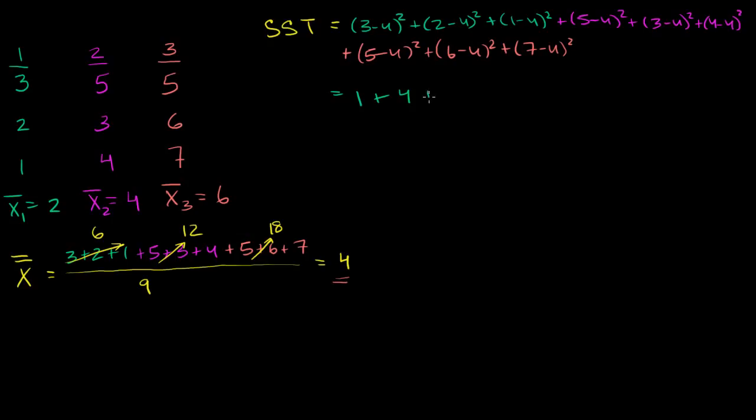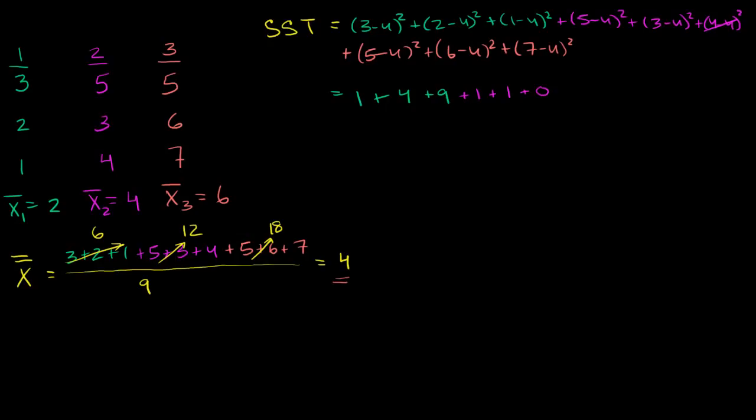Negative 3 squared is 9. And then we have here in the magenta, 5 minus 4 is 1. Squared is still 1. 3 minus 4 squared is 1. You square it again, you still get 1. And then 4 minus 4 is just 0. I'll just write the 0 there just to show you that we actually calculated that.